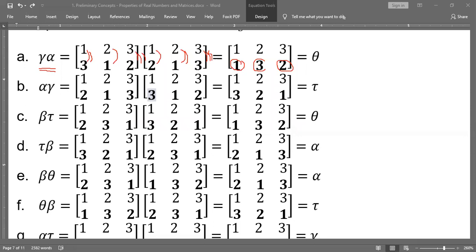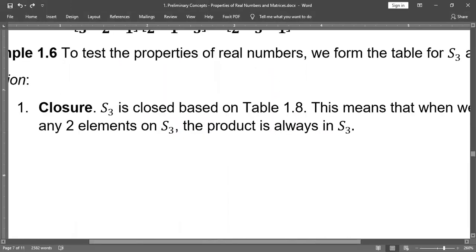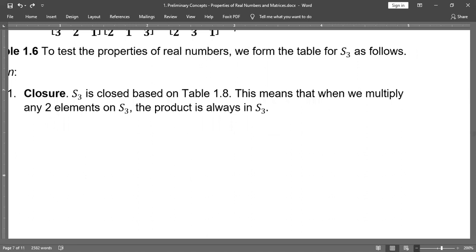Okay. Clear na. Moving on. Test natin ulit si properties. Ay, nasagot ko na pala eh.